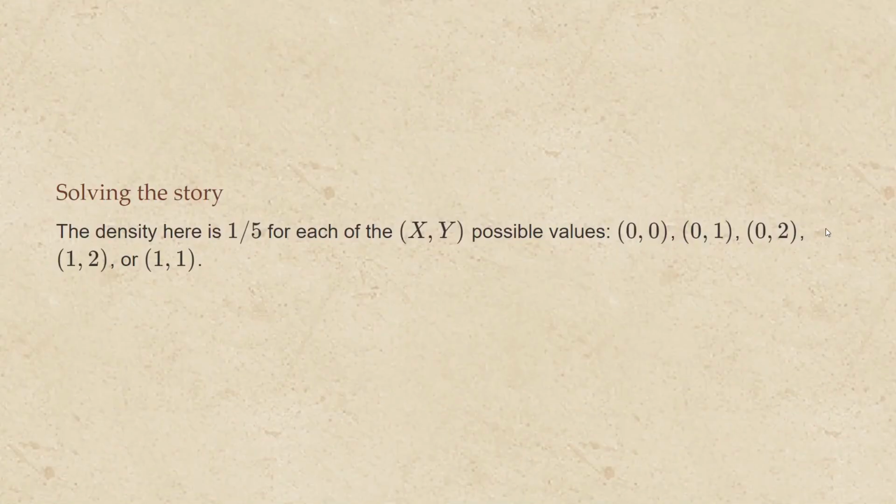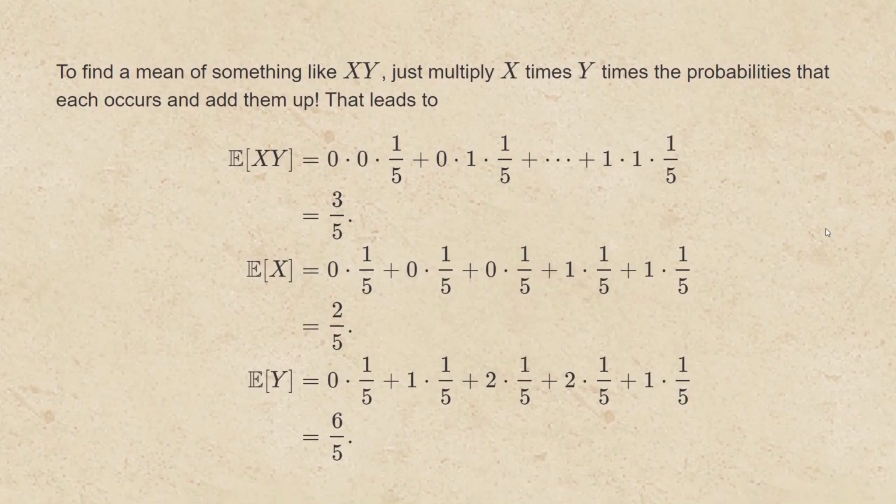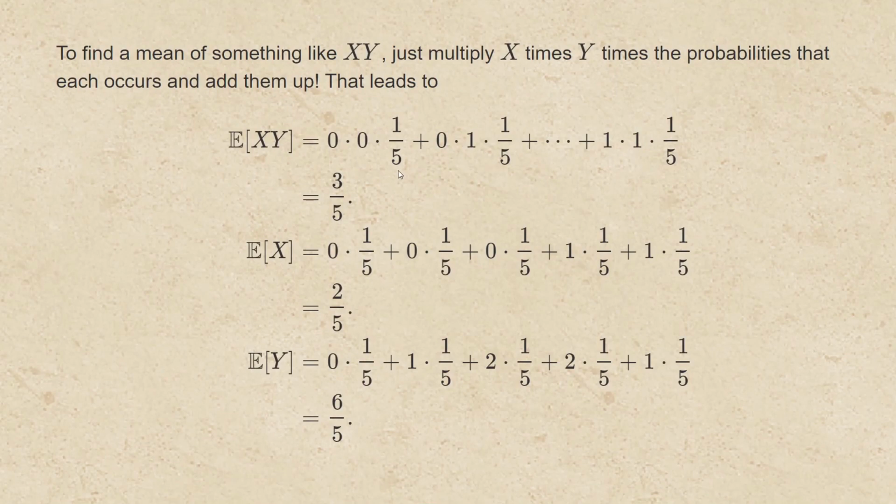Now for each of the possible x, y values, 0, 0, 0, 1, 0, 2, 1, 2, or 1, 1, each of those is equally likely, and so each has density 1/5. So if I want to find the mean of something like x times y, I'm going to take those probabilities, 1/5, 1/5, 1/5, 1/5, 1/5, and I multiply x times y. So for instance, 0, 0 becomes 0 times 0. The point 0, 1 becomes 0 times 1. The point 1, 1 becomes 1 times 1. Overall, the expected value of the product of x and y will be 3/5.